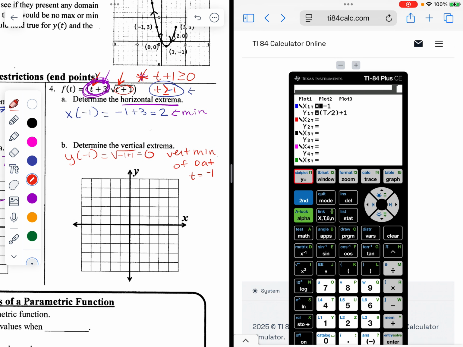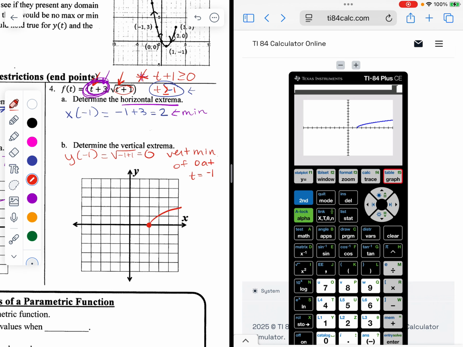And we're going to say t plus 3 in the x and the root of t plus 1 in the y. Notice that t plus 1 is in the root. That's what I want. I'm going to go ahead and graph it. And we see that it looks like a square root function. It's starting at (2, 0), and it goes up and to the right like that.